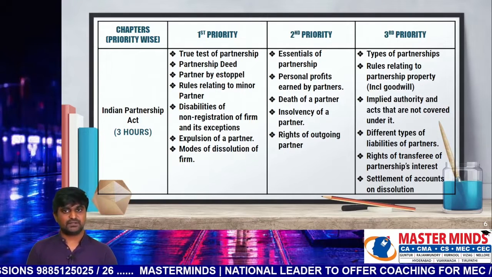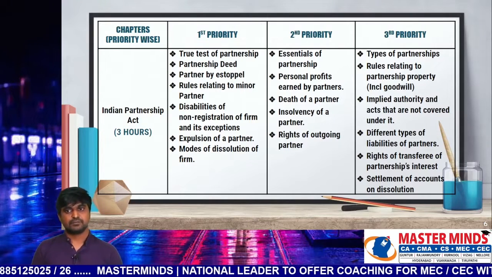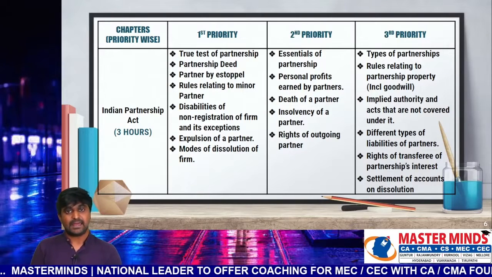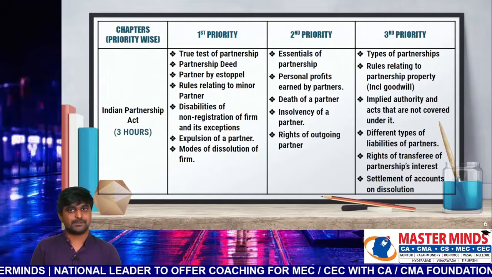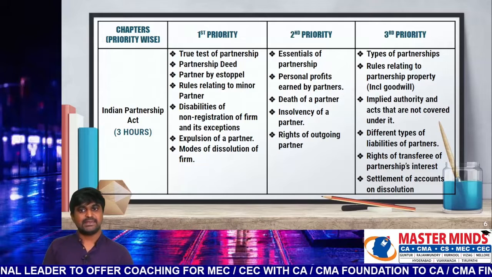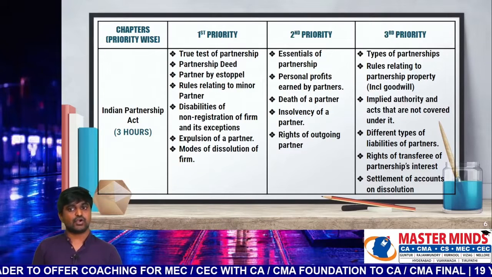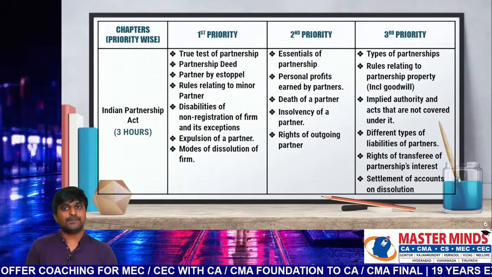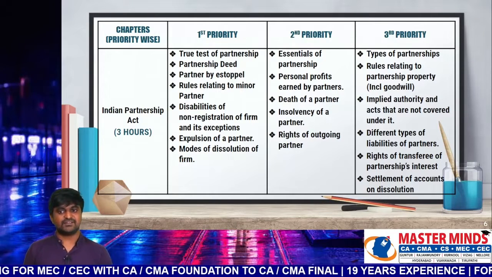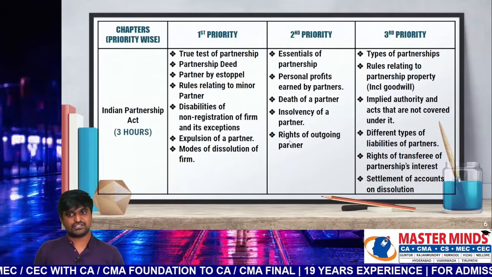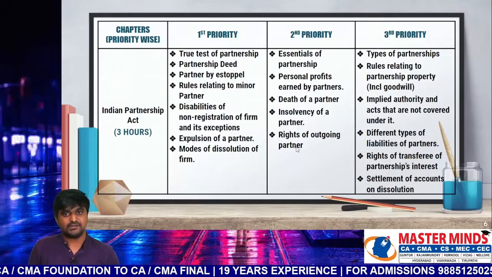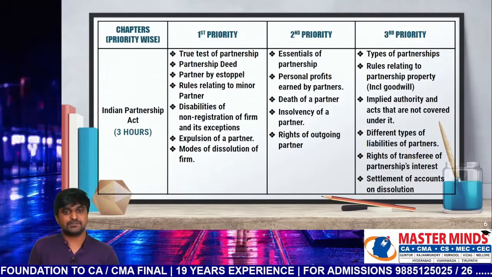Here you need to refer types of partnerships, rules relating to partnership property, that is meaning of partnership property, and rules relating to appropriation of partnership property, including the definition of goodwill. And next one, implied authority and acts that are not covered under it, nothing but beyond implied authority, and different types of liabilities of partners, rights of transferee of partnership interest, settlement of accounts on dissolution. So these are the third priority concepts in Indian Partnership Act.